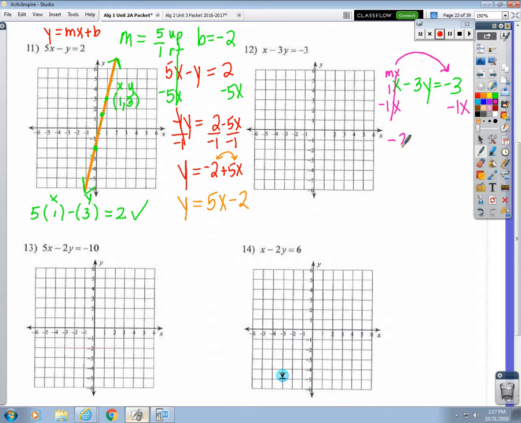So now we have negative 3y equals, at this point, don't we already know that we want the mx first? So can't we write the negative 1x and then the negative 3? Okay, now the only thing keeping y from being by itself is what? Right, and how is the negative 3 attached to the y? So to undo multiplication, you divide.